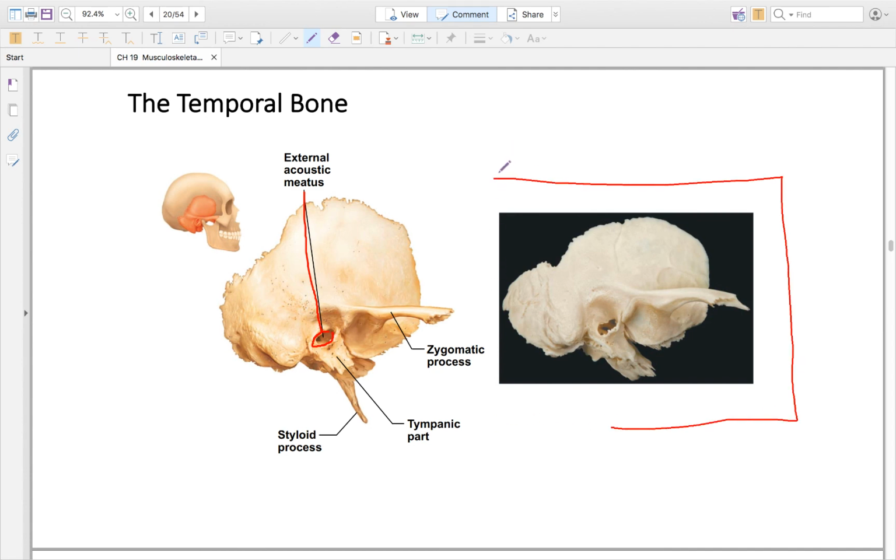So if you were looking at the temporal bone, this is what it would look like, and you would see this little zygomatic process sticking out. I would look for the external acoustic meatus and the zygomatic process to identify it. And the zygomatic process connects to the zygomatic bone.